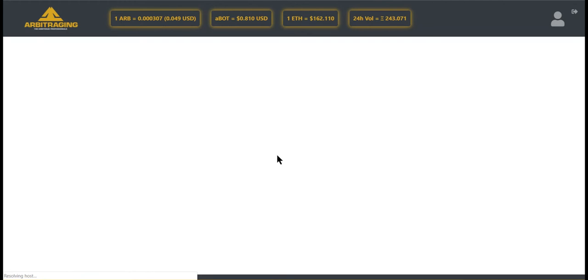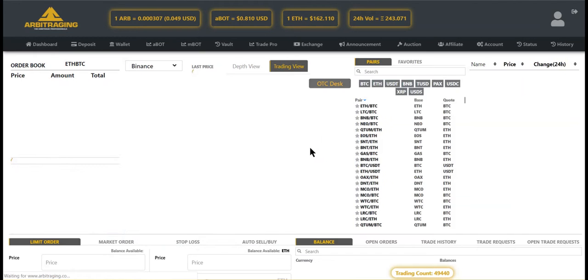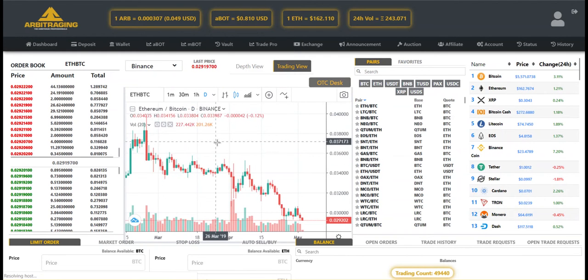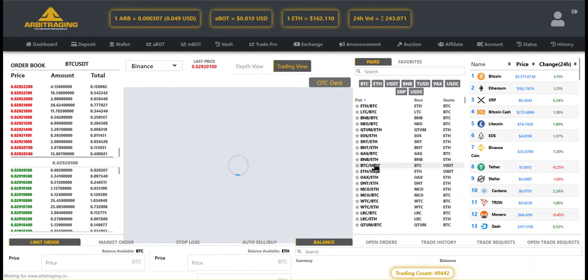There we go, just getting the chart set up. So this is going to be the Bitcoin ETH Bitcoin right here. Seeing Bitcoin still going strong to the bottom. That's a very good trade right now. But ETH is starting to get stronger too, so be careful with that. But let's go to Bitcoin US dollar, which is in the middle right here.